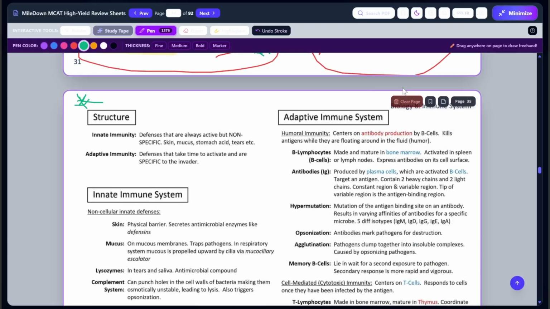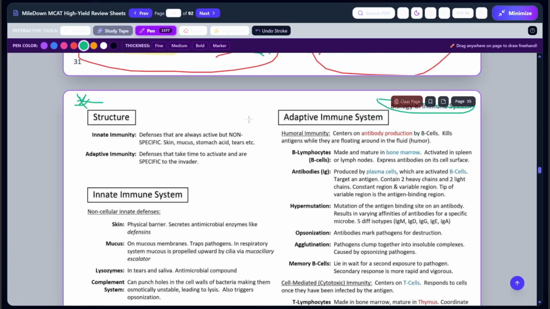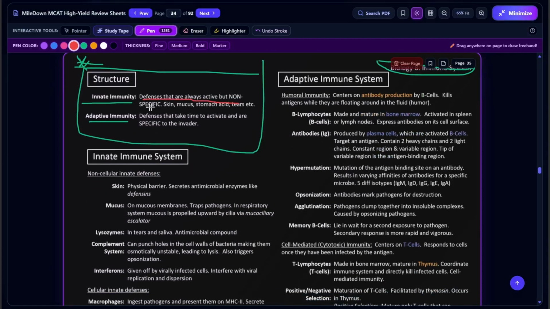Okay, so for the immune system, now we're on page 8, is a lot of stuff. It looks intimidating, but you have a basic structure of your immune system that can be divided into innate immunity and adaptive immunity. Innate immunity is where defenses are always active but non-specific. So if you get a small paper cut, skin, mucus, stomach acid, and tears are part of your innate immunity. They're helping you.